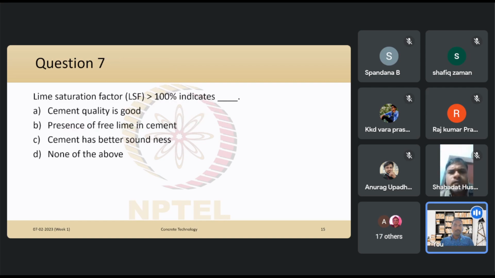So question number 7. The lime saturation factor LSF, if it is greater than 100%, what does it indicate? Options are: A, cement quality is good. Option B is presence of free lime in cement. Option C is cement has a better soundness. And option D is none of the above.